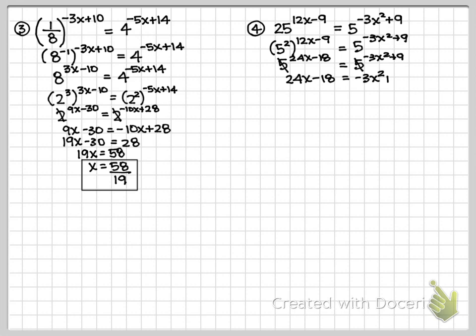Okay, so the reason why I waited to put this one in is because now I have an x squared. So I have an x squared and an x and an equal sign, which means I'm going to make this equal to 0. So I'm going to move my 3x squared. I always like my x squared to be positive. 24x, and then I'm going to minus my 9, so that's minus 27. Every single one of these is divisible by 3.